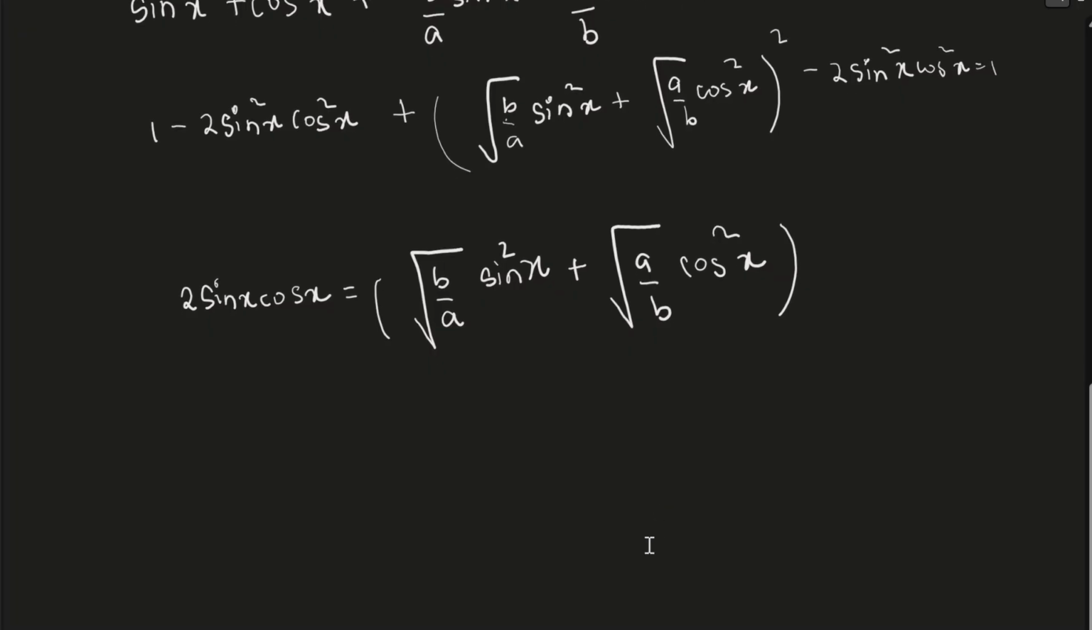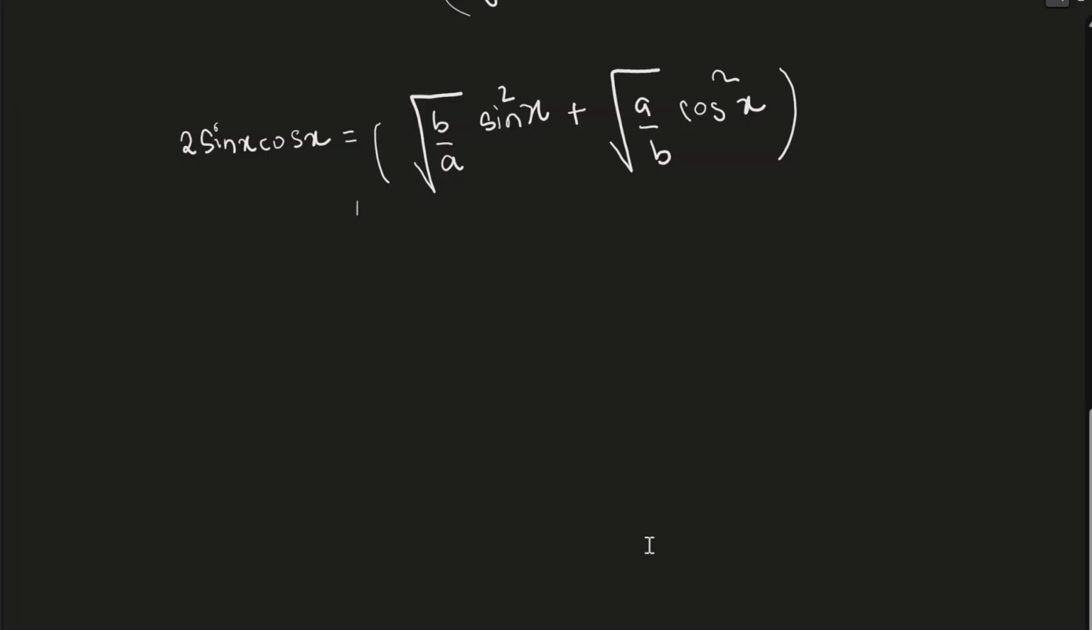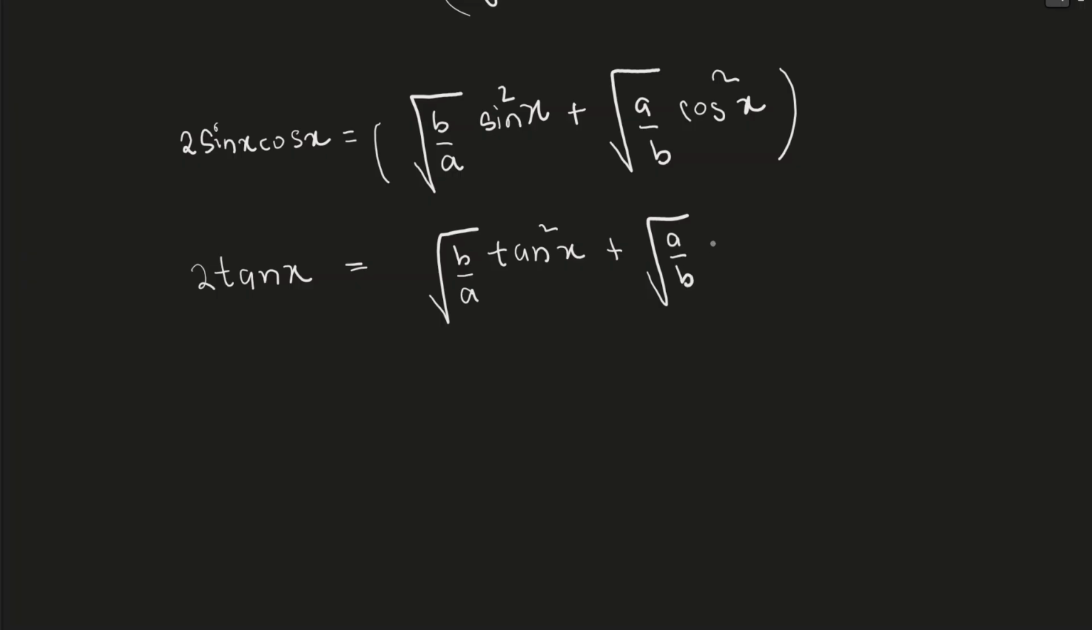Now remember that we had to find tan square x. So what we can do here is let's try to divide both sides by cos square x. So we'll be left with 2 tan x is equal to root b by a tan square x plus root of a by b. Now this is a simple quadratic equation which you can solve in tan x, and after that you can get the value of tan square x.